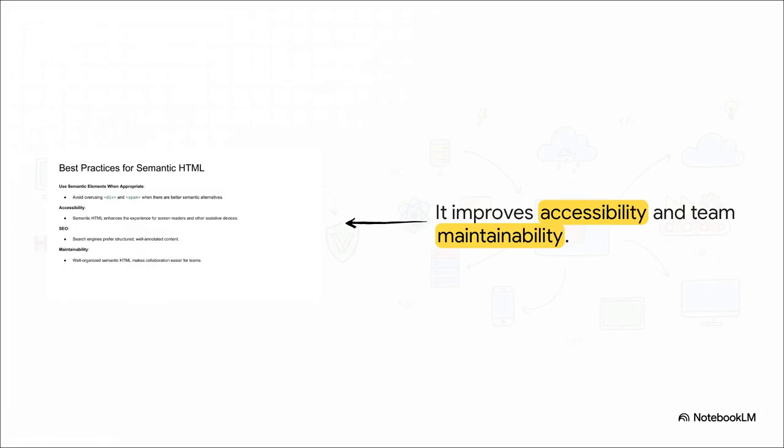Using these specific tags isn't just about writing pretty code, though. It has a massive real-world impact. For one, it dramatically improves accessibility for screen readers and other assistive devices. It makes sure your digital city can be navigated by everyone. And secondly, it's a huge boost for SEO. Search engines like Google absolutely love structured, well-annotated content. They can read a semantic tag and instantly understand the hierarchy of your information.